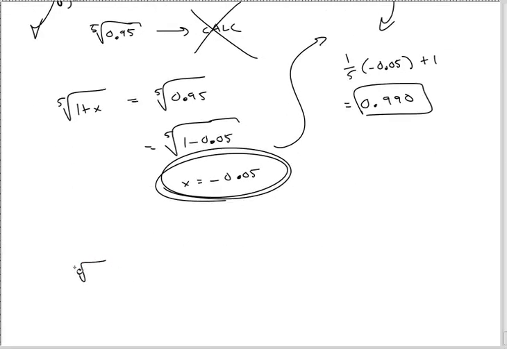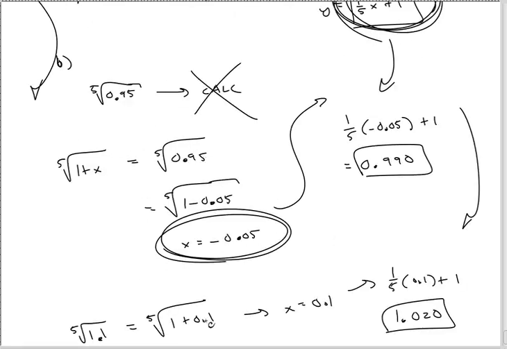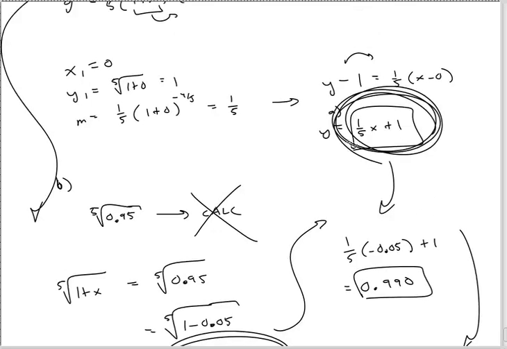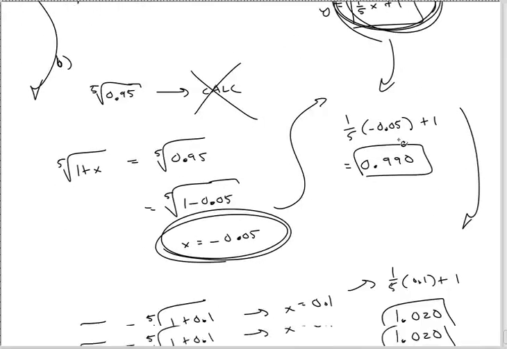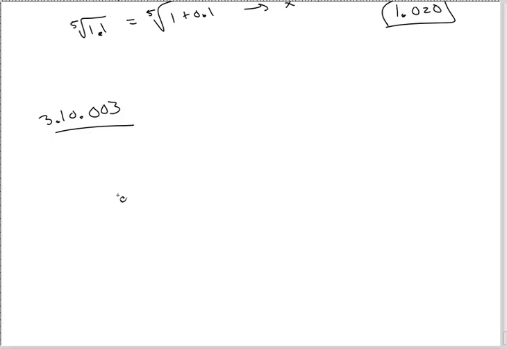And then they say do it again for 1.1. Well, this is 1 plus 0.1. Therefore, x is equal to 0.1. I can plug that in. 1/5 times the 0.1 plus 1, 1.020 is what the answer is. So what they're trying to say is compare it to the original, see what my x is, plug it into my answer for part A, plug it into the line, and that way we can get our linear approximation.